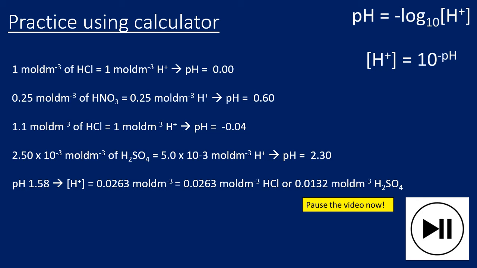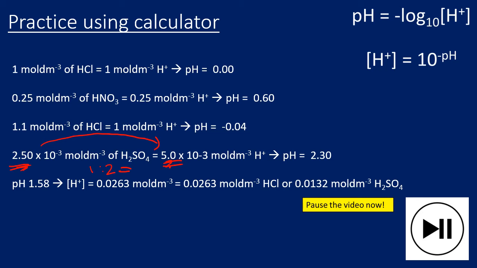It's just times 10 to the minus. I will just point out though, on the fourth one, sulfuric acid, because it's diprotic, you can see that the concentration of the acid and the concentration of the H plus ions are not the same. I've had to double it because it's diprotic, because 1 mole of acid releases 2 moles of H plus. It's a 1:2 ratio when you move to the H plus.